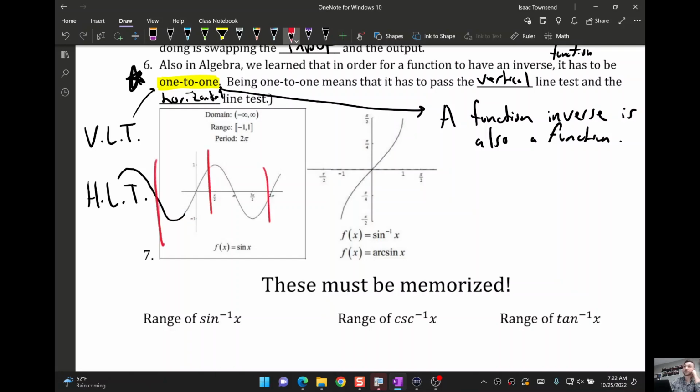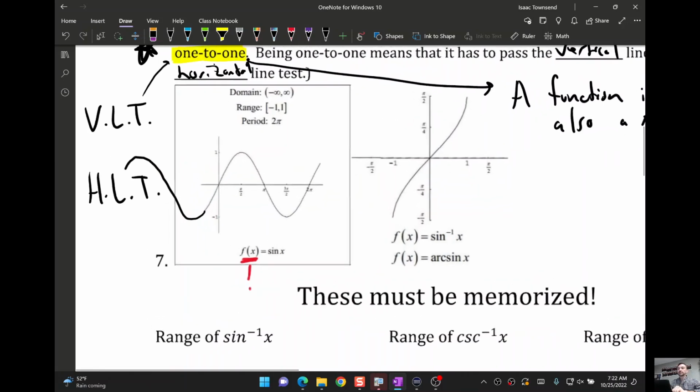Any vertical line we draw hits the graph at most once, which is why it is a function. Does it pass the horizontal line test? No. There's at least one horizontal line I can draw that hits the graph more than once. So it's a function, but it doesn't pass the horizontal line test, which means we can't call it one-to-one, which means its inverse is not a function. That's a problem for us, but it's a problem we can fix.